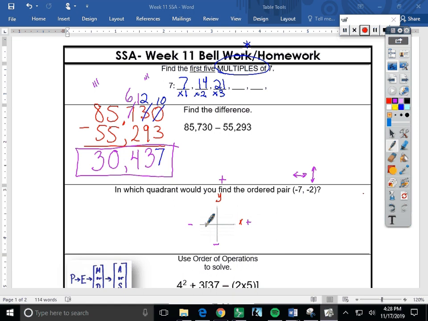So again, first number negative, move across to the left. Next number negative, go down in the elevator. You'd land somewhere down here.